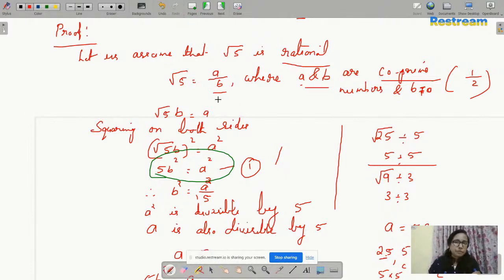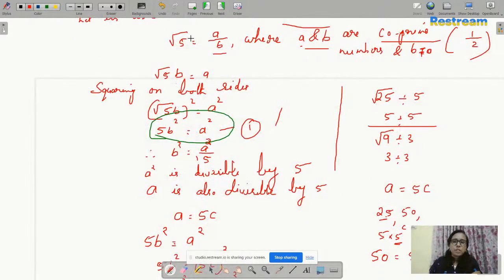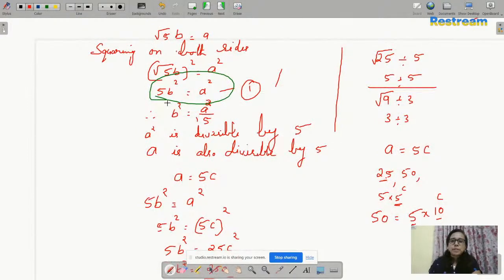First we have to write that root 5 is equal to A by B, our assumption, where A and B are co-prime numbers. Then, cross multiplying, root 5 B is equal to A. Then squaring on both sides, root 5 B whole square is equal to A square. Root 5 B square, that is 5B square, is equal to A square. So B square is equal to A square by 5.